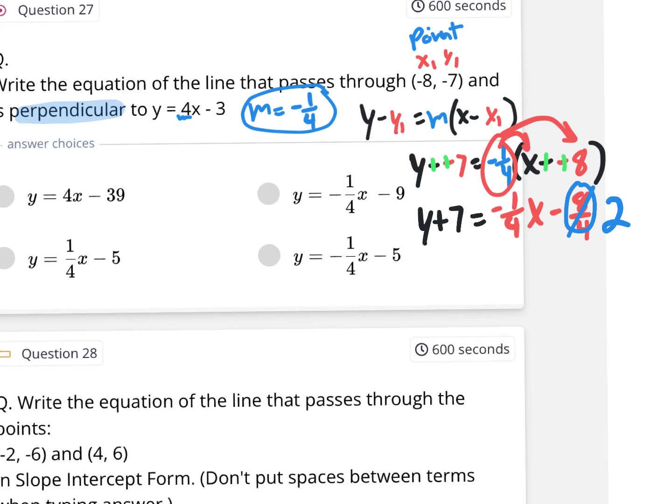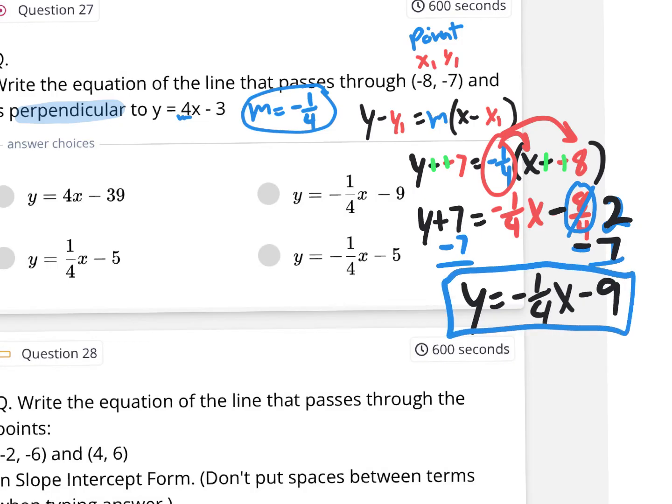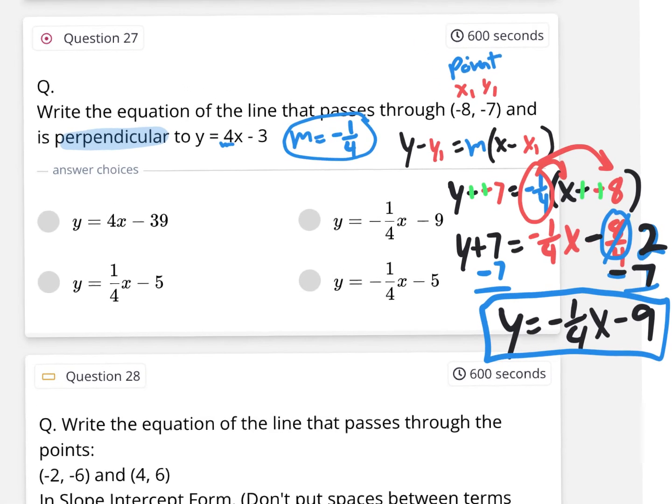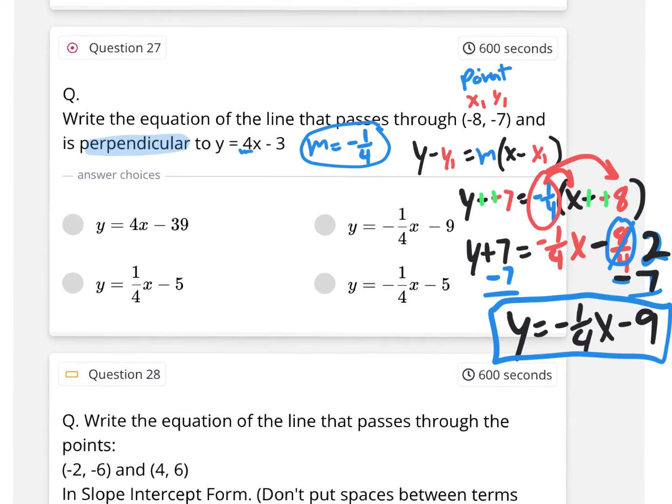-2, that is. So we're going to subtract 7 here, subtract 7 over there. I know it's getting kind of messy. I hope this makes sense. y equals -1/4 x minus 9, because the -2 take away 7 is a -9. So this is our slope-intercept form equation that is perpendicular to that line and passes through -8, -7, which would be the answer, this one right here.